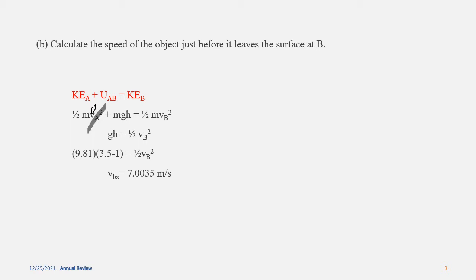Then because the mass is equal, we cancel out these two masses and just leave gh equals half VB squared, and we calculate, we get VB equal to 7.035 meter per second.